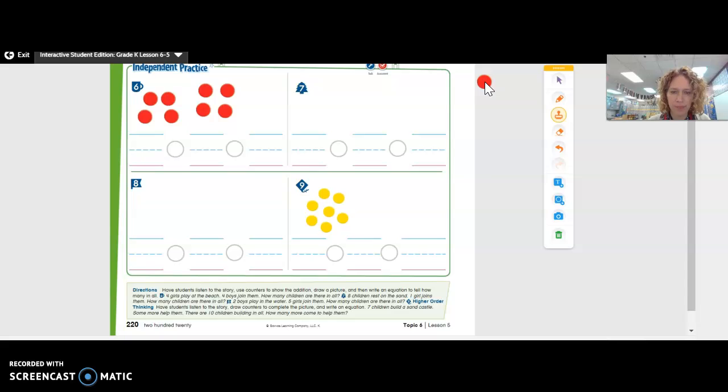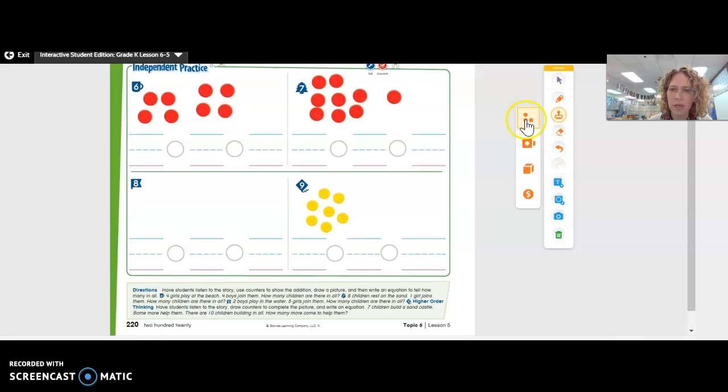Number 7. 8 children rested in the sand. So let's put 8 here. 1, 2, 3, 4, 5, 6, 7, 8. There's 8 kids resting in the sand. 1 girl joins them. How many all together? So you have to write this group, put it down, write this one, put it down, and then figure it all together. Number 8, 2 boys are playing in the water.